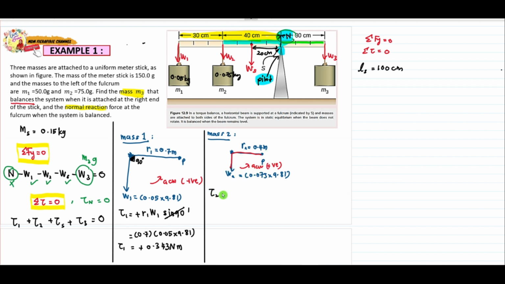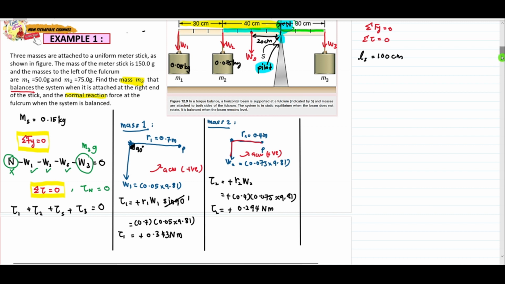Okay, so torque 2 is equal to positive R2 W2 sin 90 degree. So sin 90 degree is equal to 1. Okay, so let's substitute all the values. Okay, and then the answer for torque 2 should be positive 0.294. Okay, awak cuba kira dan cuba semak kiraan saya.